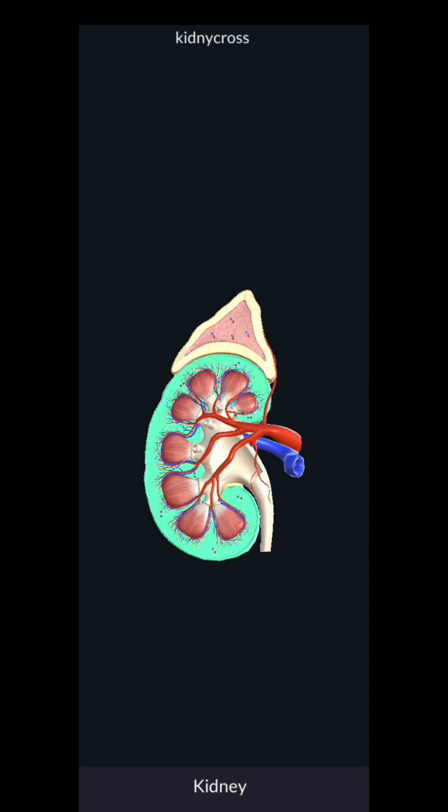The kidneys also produce hormones including calcitriol and erythropoietin. The kidneys also make an important enzyme, renin, which affects blood pressure through negative feedback.